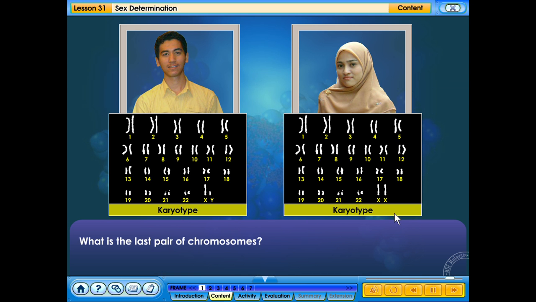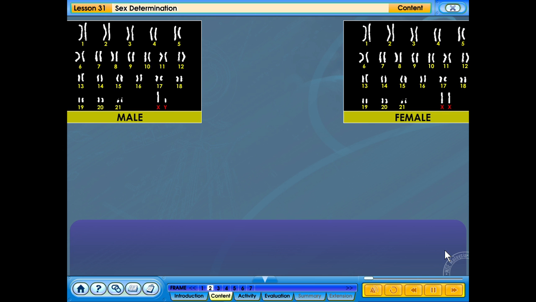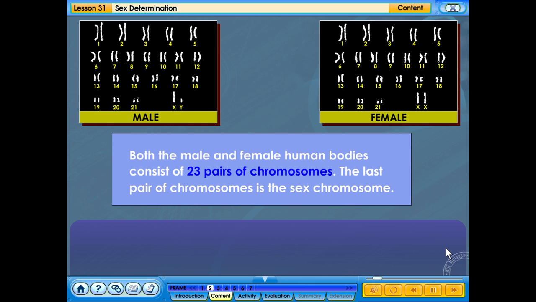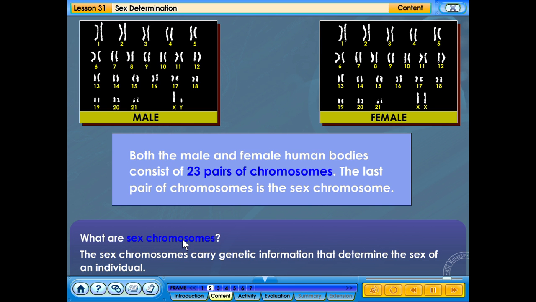What is the last pair of chromosomes? It is sex chromosomes. Both the male and female human body consists of 23 pairs of chromosomes. The last pair of chromosomes is the sex chromosome. What are sex chromosomes? The sex chromosomes carry genetic information that determine the sex of an individual.